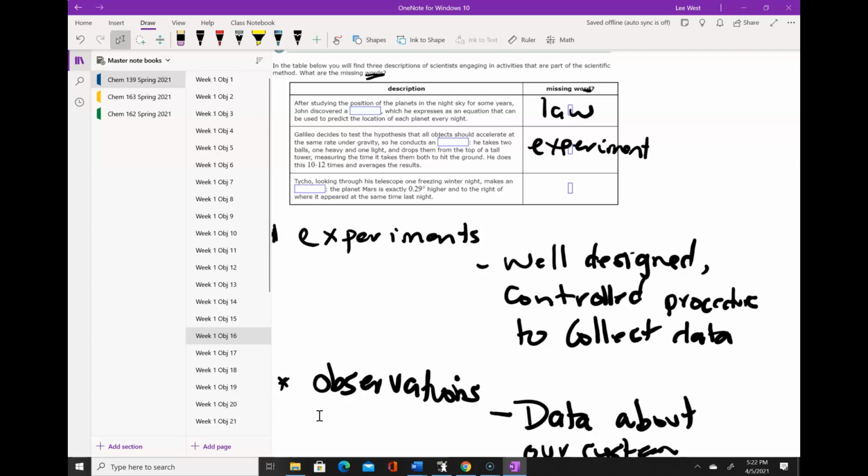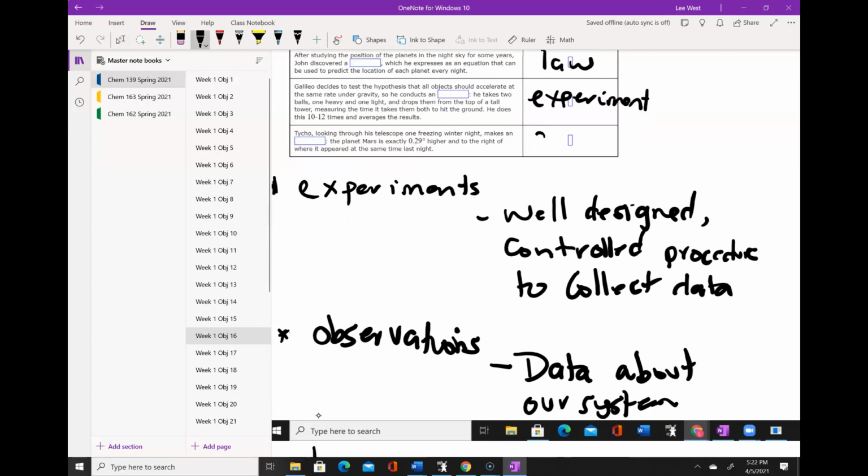Okay, Tycho, so he's Tycho Brahe, he's an astronomer. Looking through his telescope one freezing winter night, makes a something. The planet Mars is exactly 0.29 degrees higher and to the right of where it appeared at the same time last night. So this is just a single thing that he did, right? And what is he doing? He's collecting some data about the system. This is an observation. He's just looking and he's just observing something, and he wrote down what he observed. Okay, not too bad.